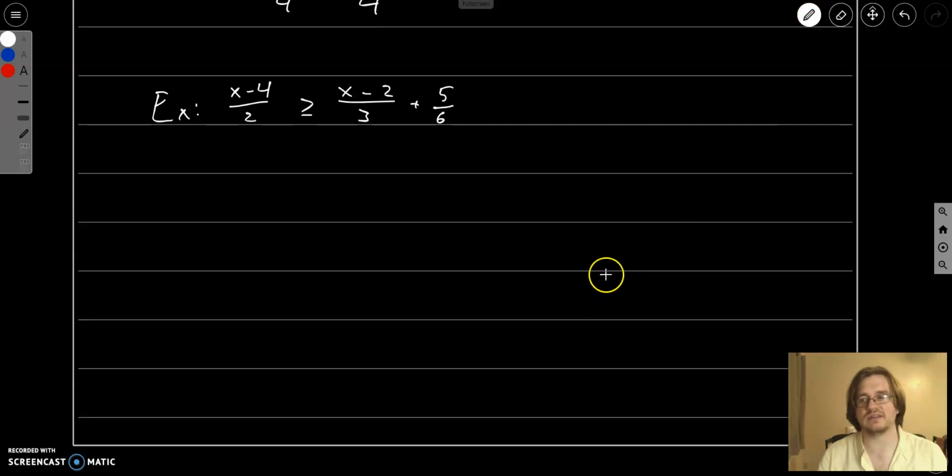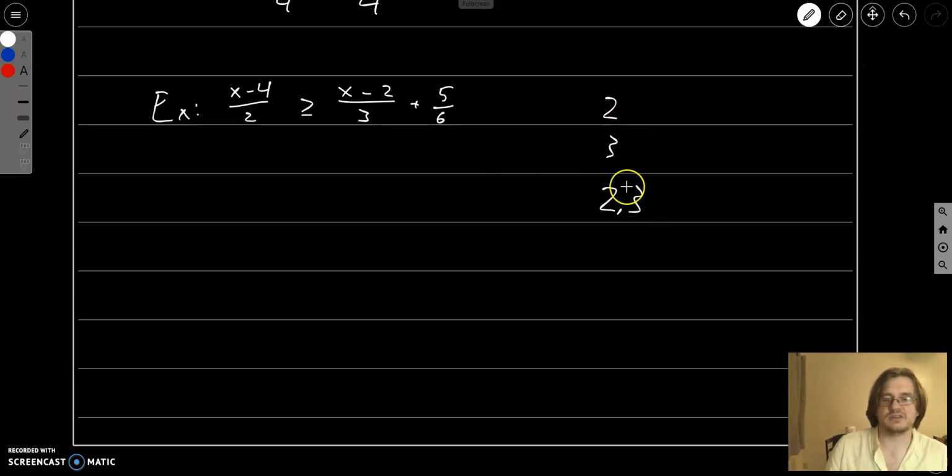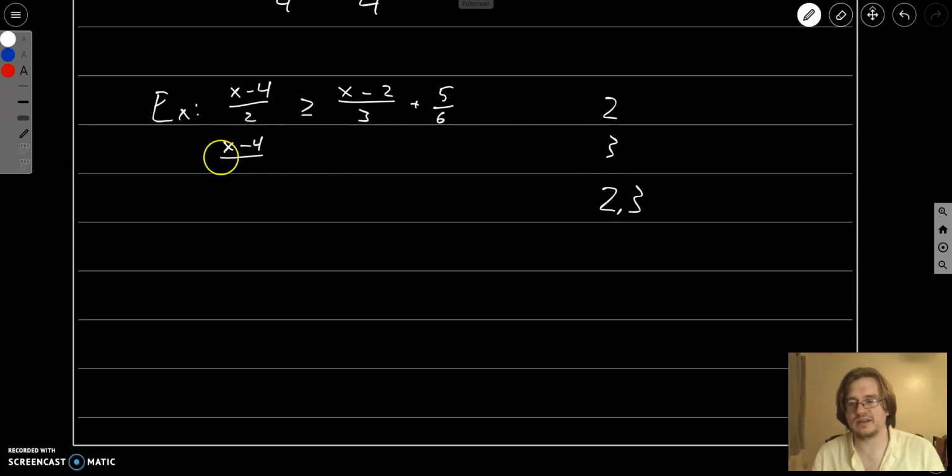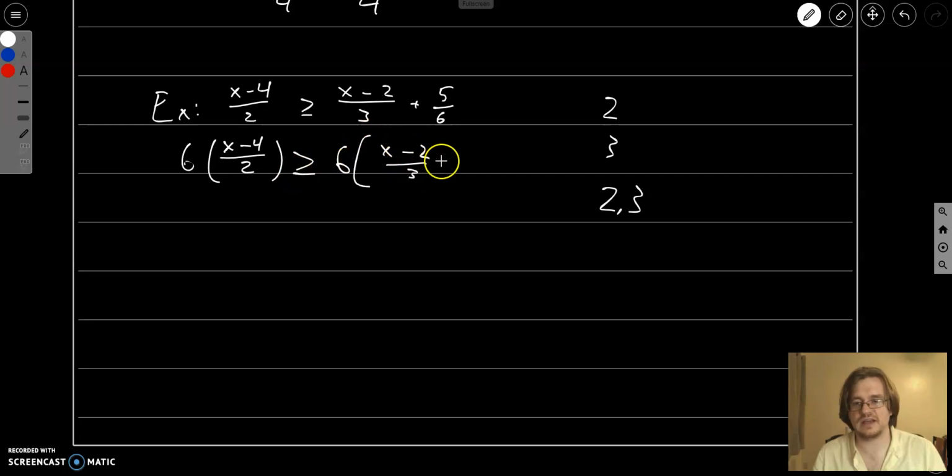Fractions we handle in exactly the same way that we did before. So the least common denominator of all my fractions here, of 2, 3, and 6: the factors of 2 are just 2, factors of 3 are just 3, and factors of 6 are 2 and 3. So the smallest number that has 2 as a factor and 3 as a factor is just 6 itself. So essentially what I'm going to do is multiply everything by 6, everything on the left-hand side and everything on the right-hand side.